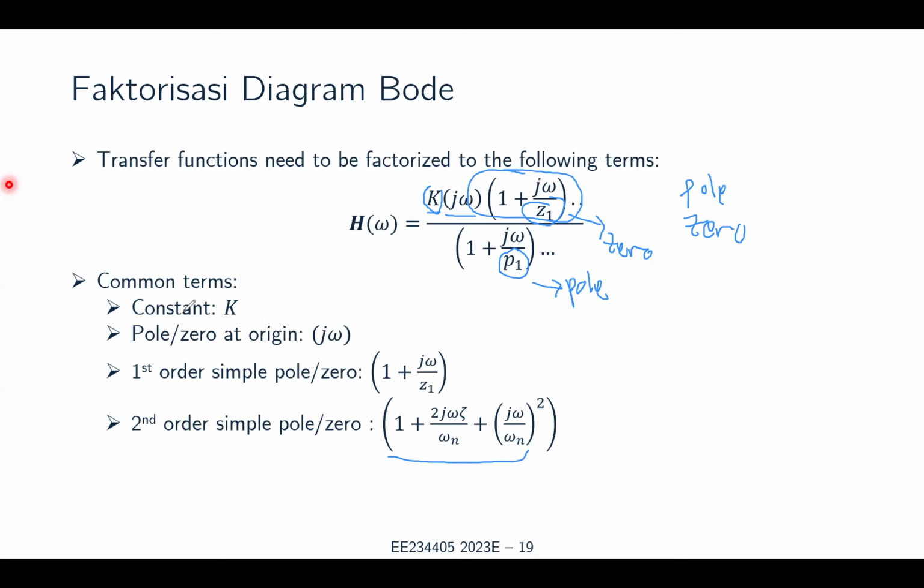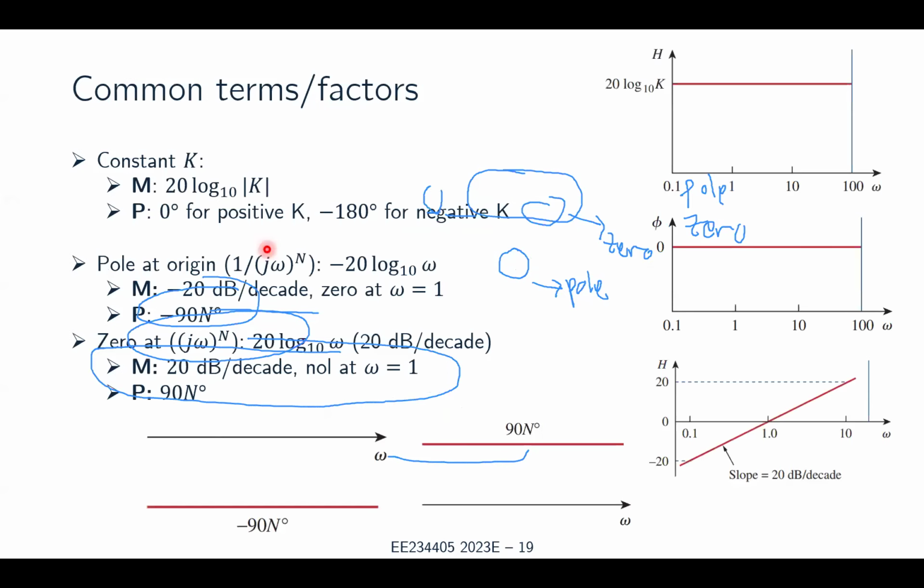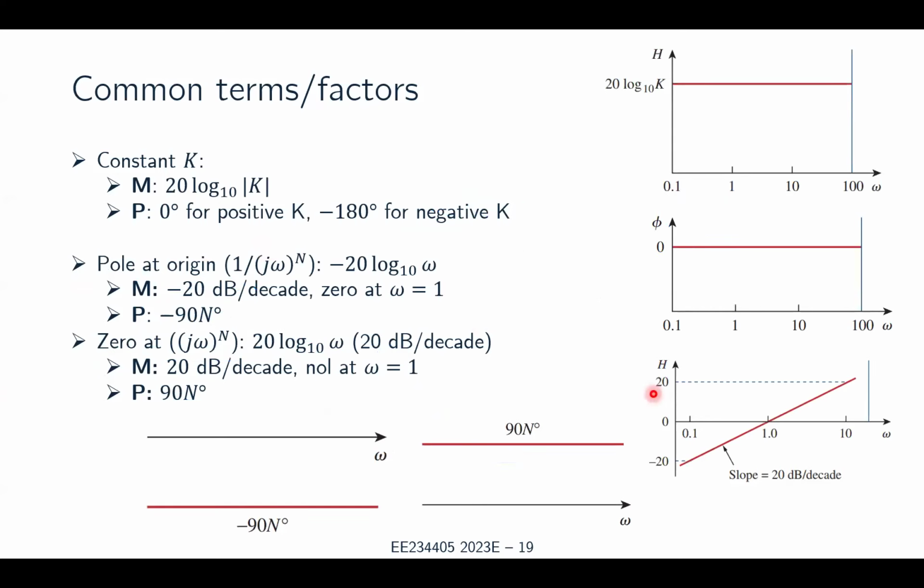Yeah, so I think for a simple system, we need to understand how these factors work, right? So these are some common terms or factors for constant K. So M here is the magnitude, P is the phase. So this is phase, and this is magnitude.